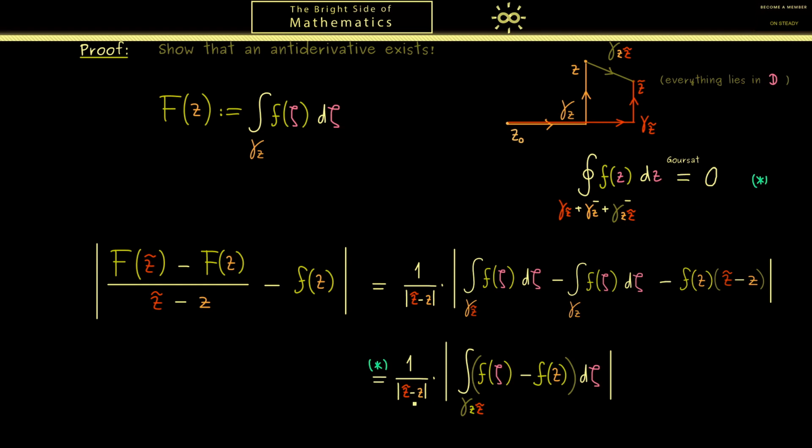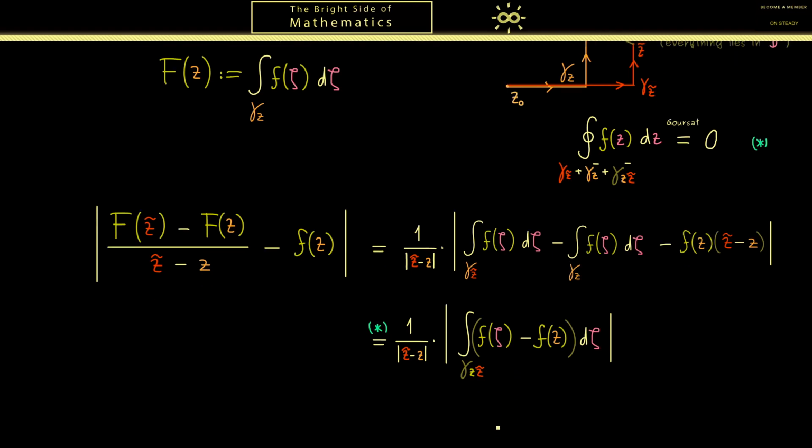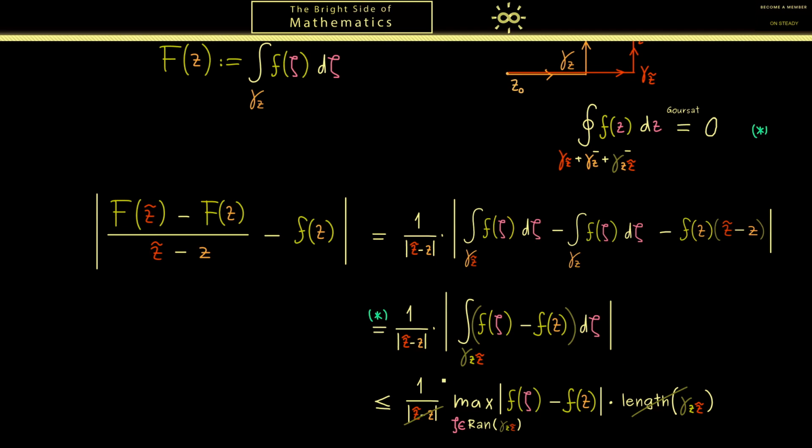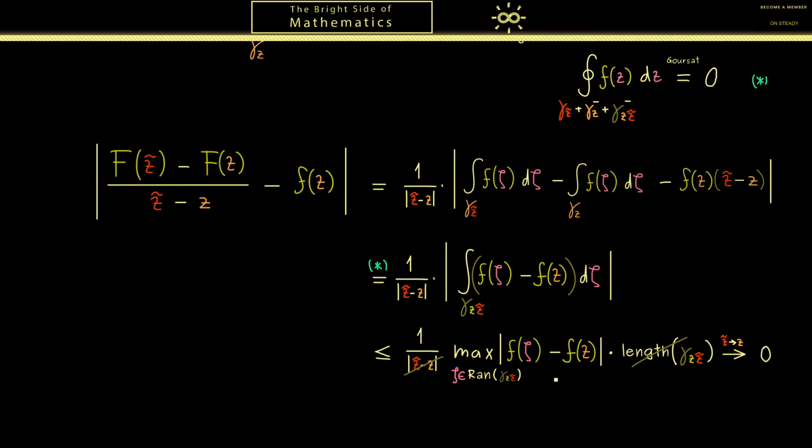Okay, and usually here at this point we use our standard estimate with the length of the curve gamma. And then we have the nice result that we can cancel this absolute value here with the length of our curve. And then it's not hard to see that the remaining maximum here goes to 0 when z tilde goes to z. So simply by continuity, we know that the values also get closer and closer. So in summary, we get the result that the difference quotient goes to f of z. Or to say it in other words, the thing we wanted to show, that capital F is an antiderivative of lowercase f, is now shown.